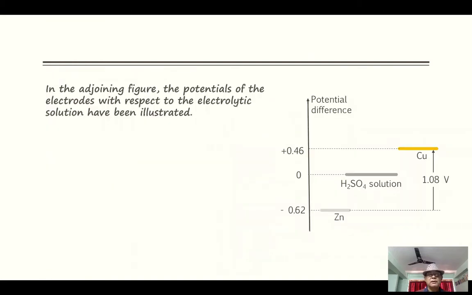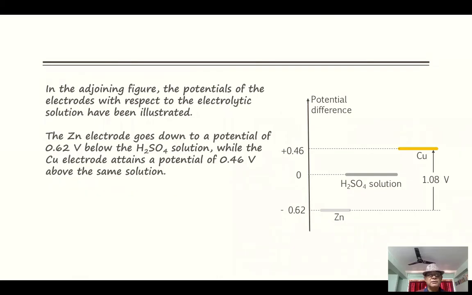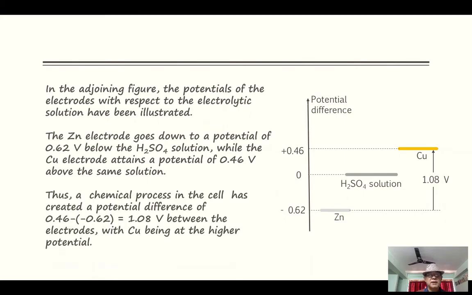In the adjoining figure, the potentials of the electrodes with respect to the electrolytic solution have been illustrated. The zinc electrode goes down to a potential of 0.62 volt below the sulfuric acid solution, while the copper electrode attains a potential of 0.46 volt above the same solution. Thus, a chemical process in the cell has created a potential difference of 0.46 minus (minus 0.62) equal to 1.08 volt between the electrodes, with copper being at the higher potential.